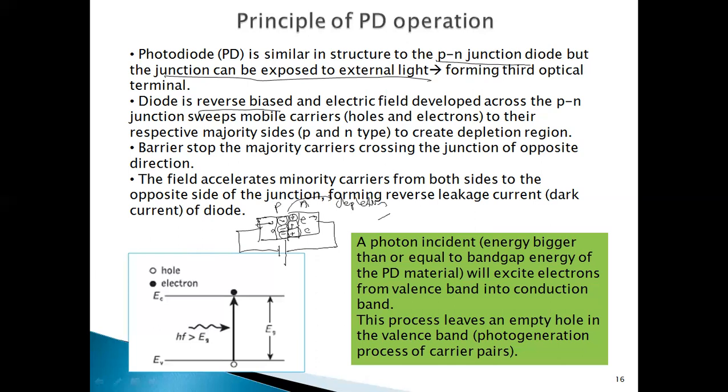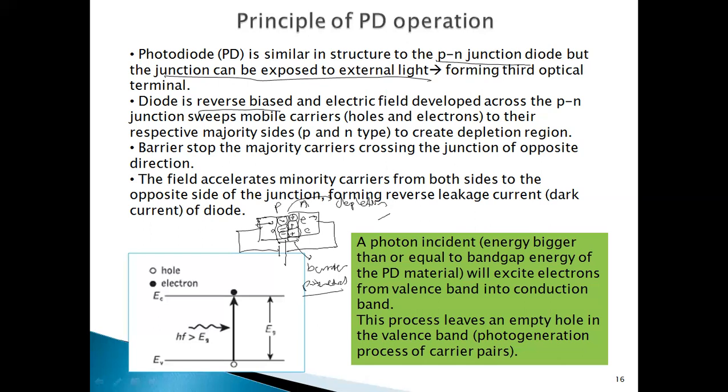But at a certain point, this barrier will have a constant width. As such, at this particular case, there exists a barrier potential due to the existence of positive and negative charges in this depletion region.